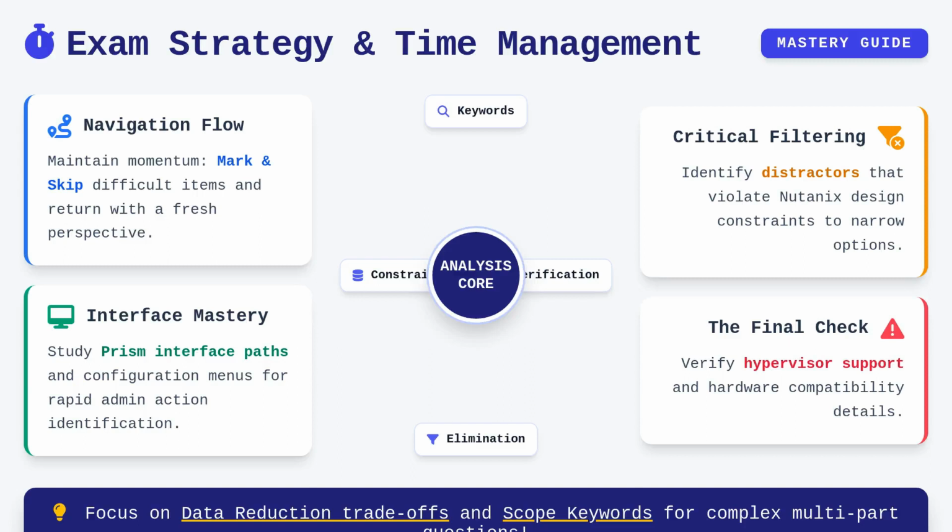The exam often presents complex multi-part questions, and it is helpful to look for keywords that define the scope of the problem. For instance, if a question mentions data reduction, consider whether the trade-offs in performance or storage capacity are explicitly being tested. Utilize the process of elimination by identifying the provided distractors that clearly violate the design constraints of a Nutanix cluster. Even when you are confident, take a second to verify that you have understood the entire context of the problem, as small details regarding hypervisor support or hardware compatibility can change the correct path.